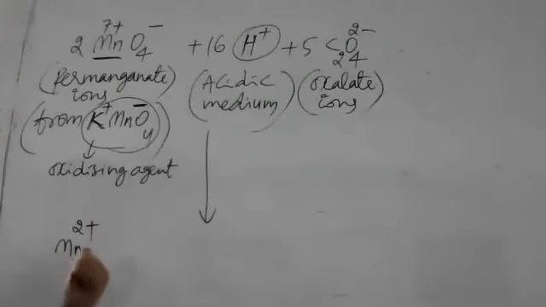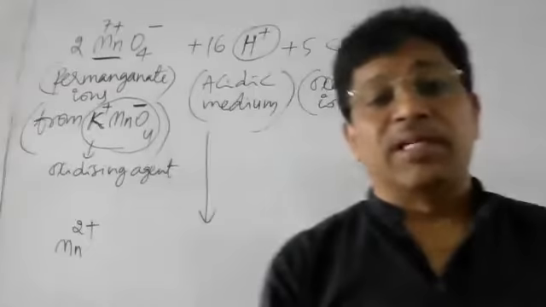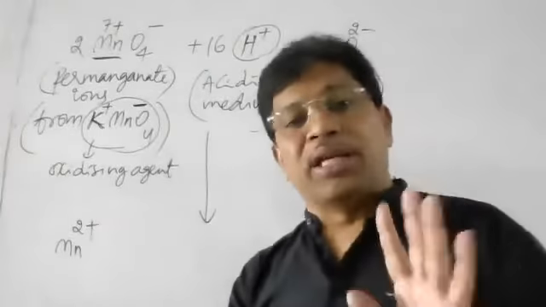Whenever a metal ion is there, the metal ion is in aqueous form. So aqueous Mn+2 is produced here. Aqueous Mn+2 is produced. Keep that in mind.